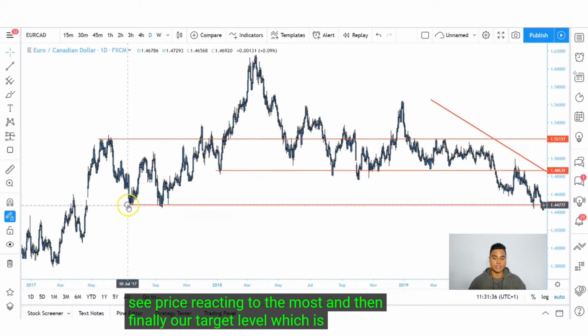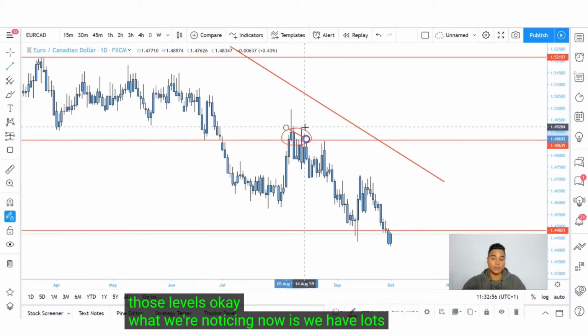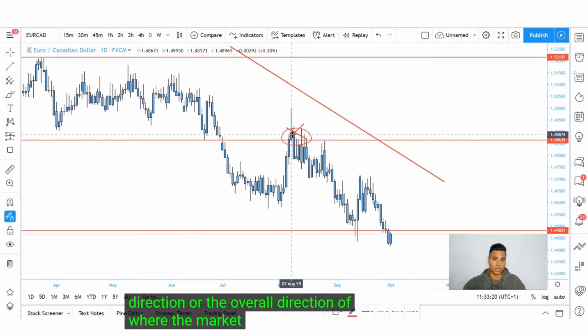Okay, what we're noticing now is we have lots of wicks forming, which in itself is a confluence. So not only do we have a bearish structure, we now have wicks forming at a key level in the market. But what we need to look for is an entry. Now, the only way we're going to get an entry is if we see the behavior of this market on our entry time frame moving in the overall direction of where the market is going, which is down. So let's mark this level here.